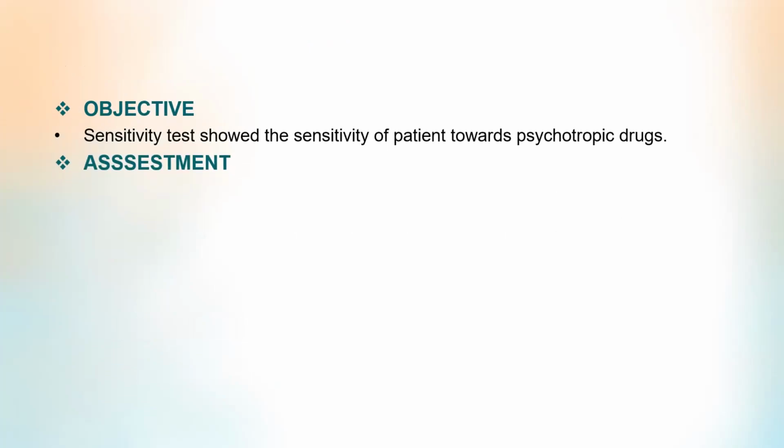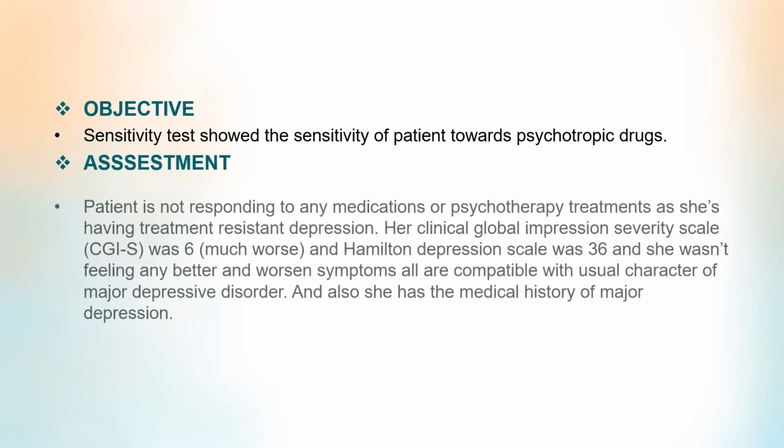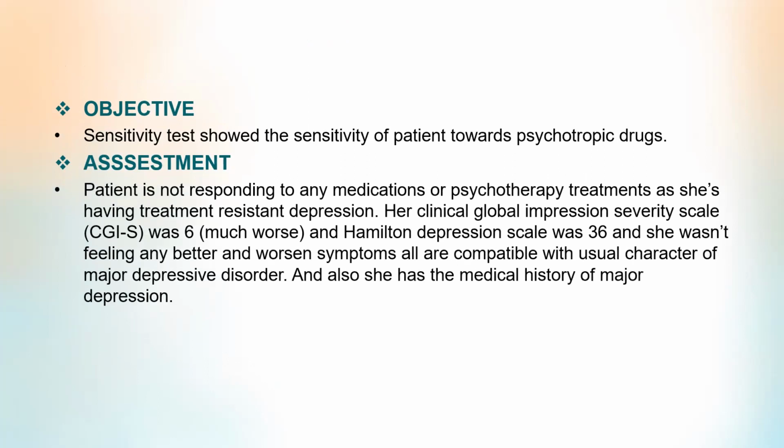Objective: the sensitivity test showed the sensitivity of the patient towards the psychotropic drugs was examined. Assessment: the patient is not responding to any medications or psychotherapy as she has treatment-resistant depression. Her clinical global impression severity scale was 6 and Hamilton's depression scale was 36. She wasn't feeling any better, and the worsened symptoms are all compatible with the usual course of major depressive disorder, and she also has a medical history of major depression.